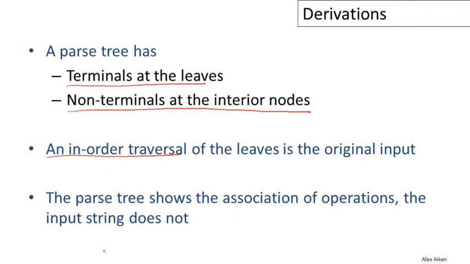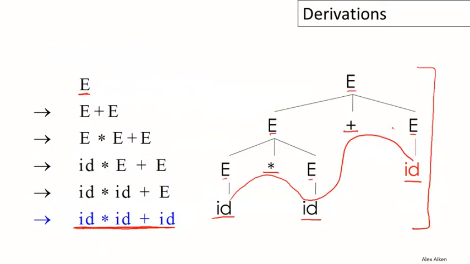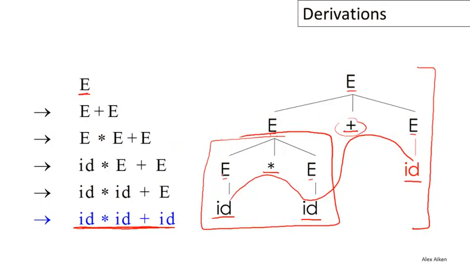Furthermore, the parse tree shows the association of the operations, and the input string does not. So you may notice here that the way this parse tree is constructed, the times binds more tightly than the plus, because the times is a subtree of the tree containing plus. And so this means that we would do the e times e first before we would add e.